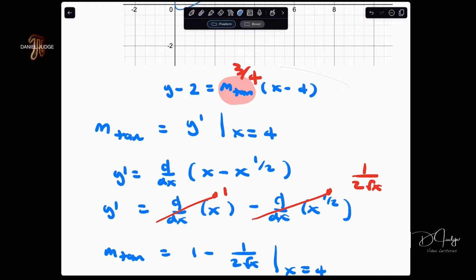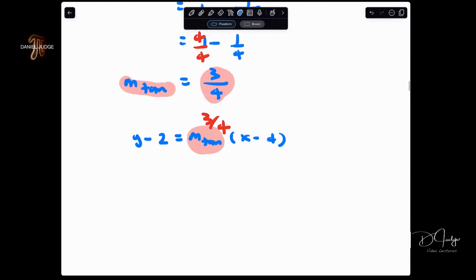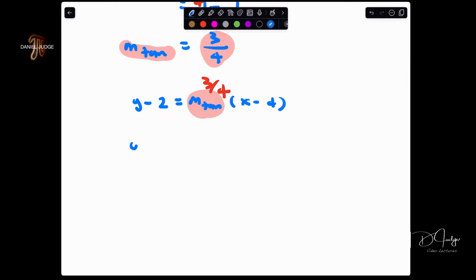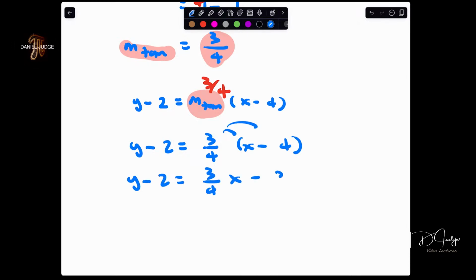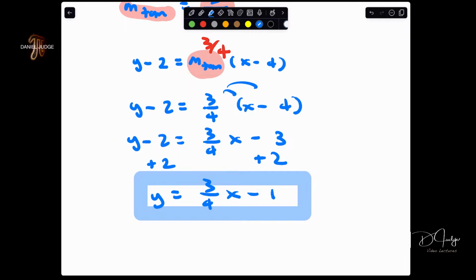And now we're going to do some arithmetic. We're going to get this equation of the line, and we're going to see it in Desmos. So y minus 2 becomes 3/4 times (x minus 4). Let's distribute. Y minus 2 is 3/4 x minus 3. And we can add the 2 now, and you get y becomes 3/4 x minus 1. There's your tangent line. 3/4 x minus 1.